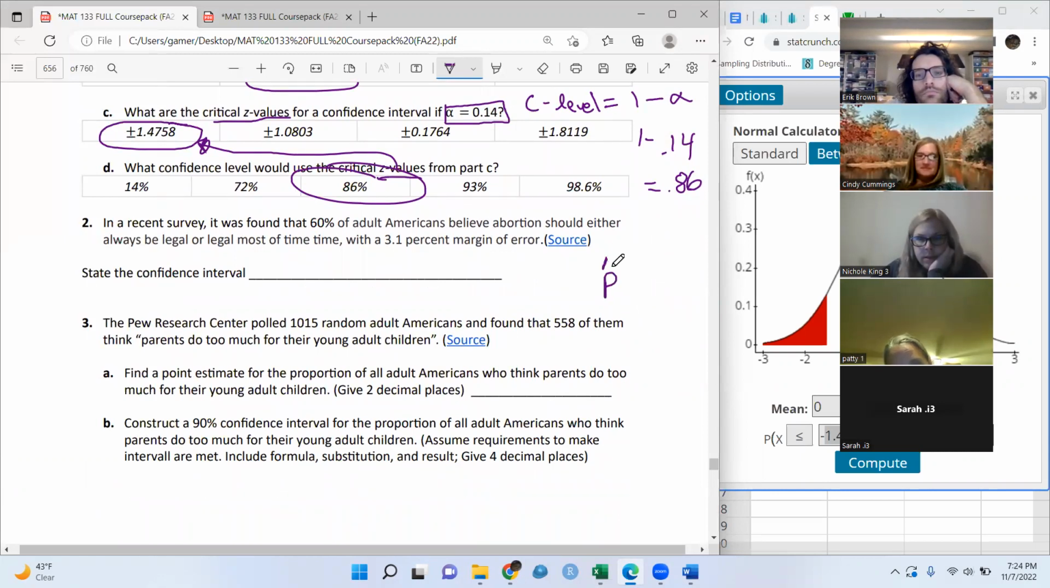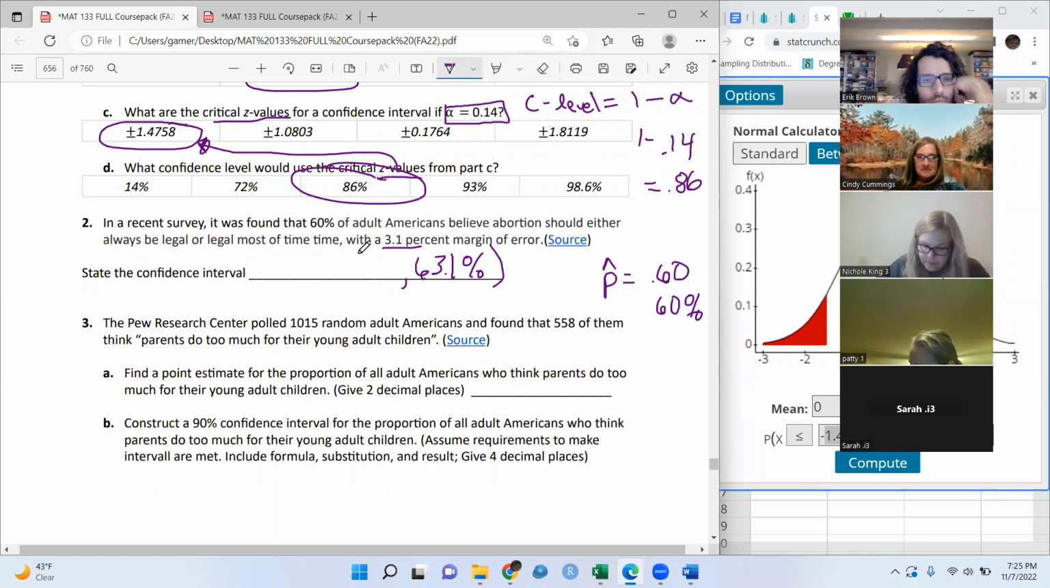I did. What'd you get for P hat? 0.60. Good, or 60%, either one. And so what did you do with the 3.1%? Added it and subtracted it. Nice. Yes, yes. Remember, confidence intervals are a range of values, so you must always have 2 numbers. I believe this is what's on the ballot tomorrow, right? This is essentially what Proposition 3 is about, although I'm probably way oversimplifying it.